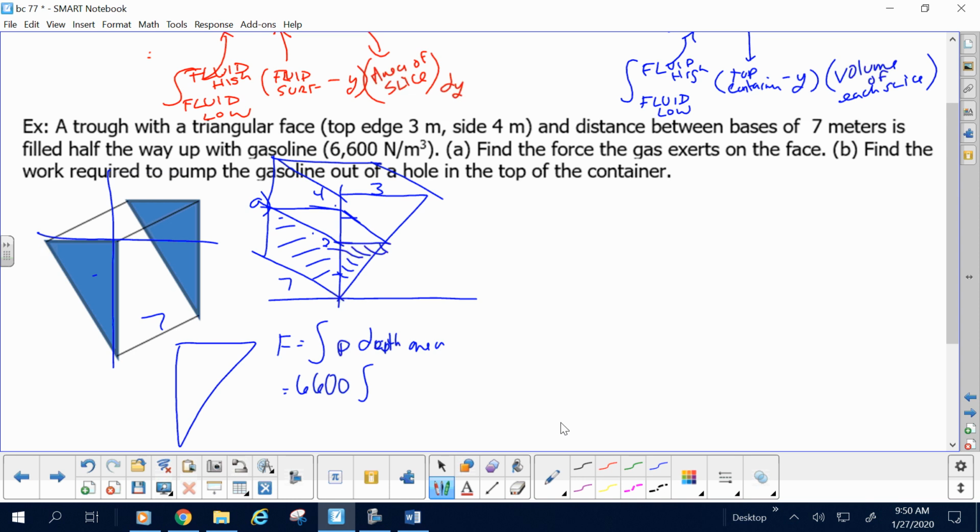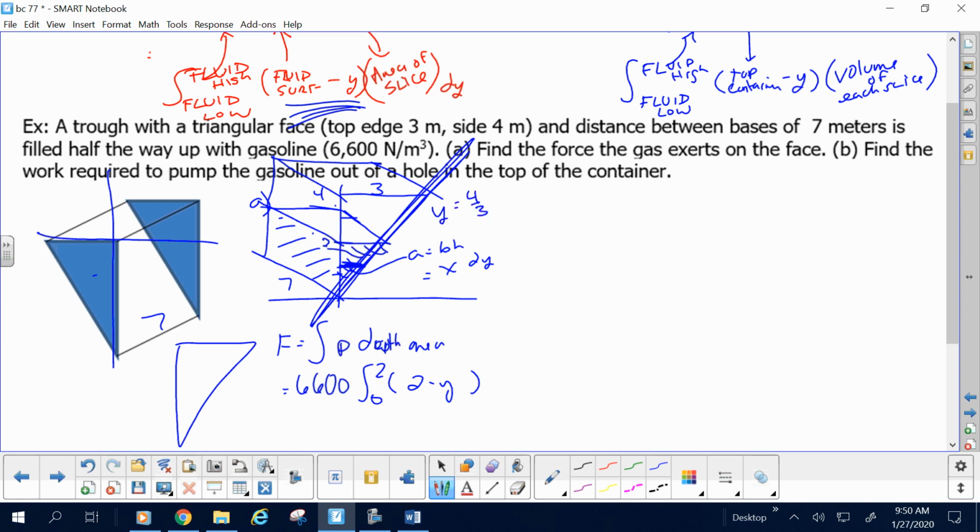Okay, bounds. 0 to 2. Depth, do I use 4 minus y or 2 minus y? 2 minus y. Use your notes right there: fluid surface minus y. Okay, the area of each slice. These are little rectangles. What's the base of each rectangle? A single x. And the height? dy.